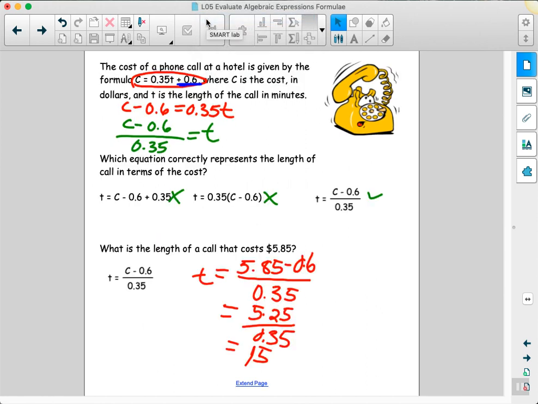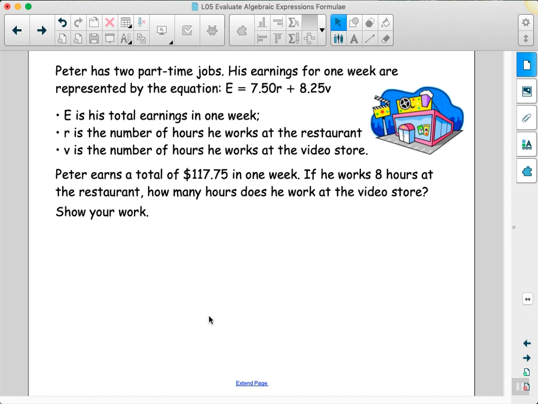Okay, we're back. So the first thing we want to do is plug in 5.85, and then we have minus 0.6 divided by 0.35. If we subtract those two numbers, we get 5.25. When we divide that by 0.35, we get 15. So the length of this call happened to be 15 minutes. All right, let's look at the next slide.